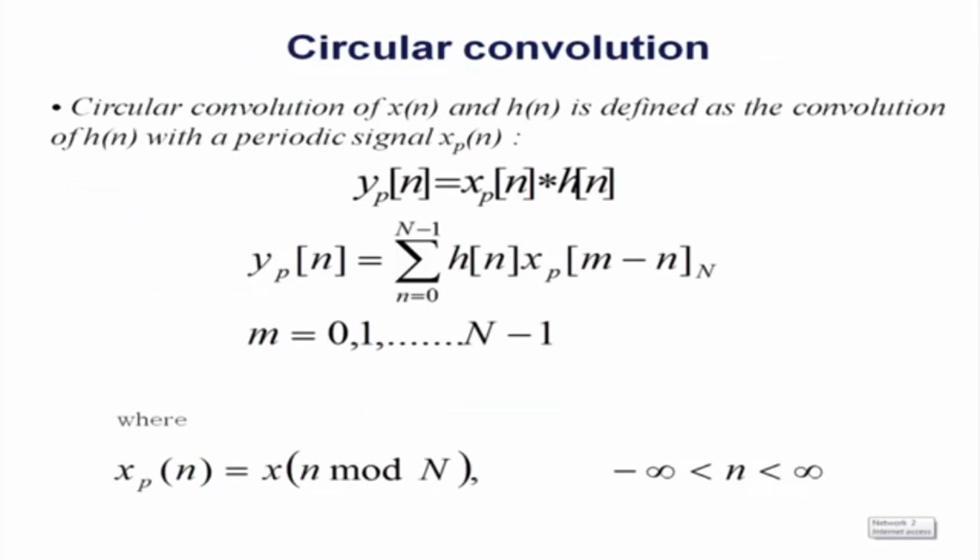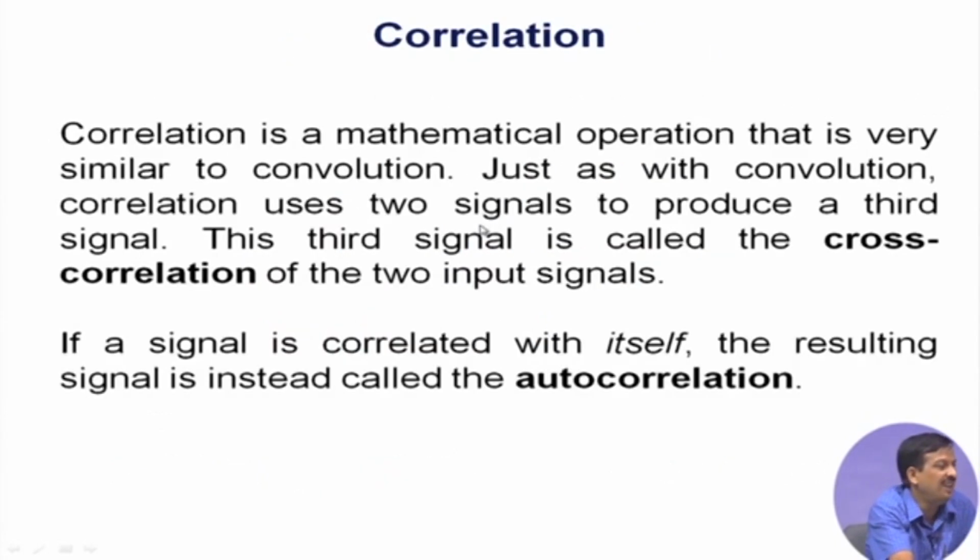Then there is a term called circular convolution. Circular convolution of x[n] and h[n] is defined as the convolution of h[n] with a periodic signal x_p[n]. If the signal is periodic, then I can do a circular convolution. So, this is the mathematics; I am not going into the details of circular convolution. Next, correlation. Correlation is similar mathematics to convolution.